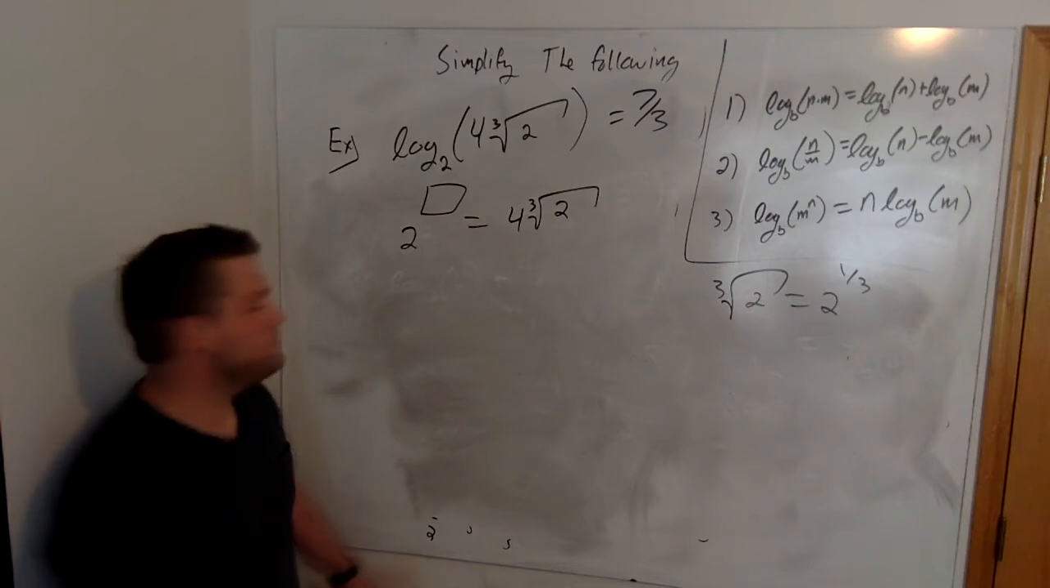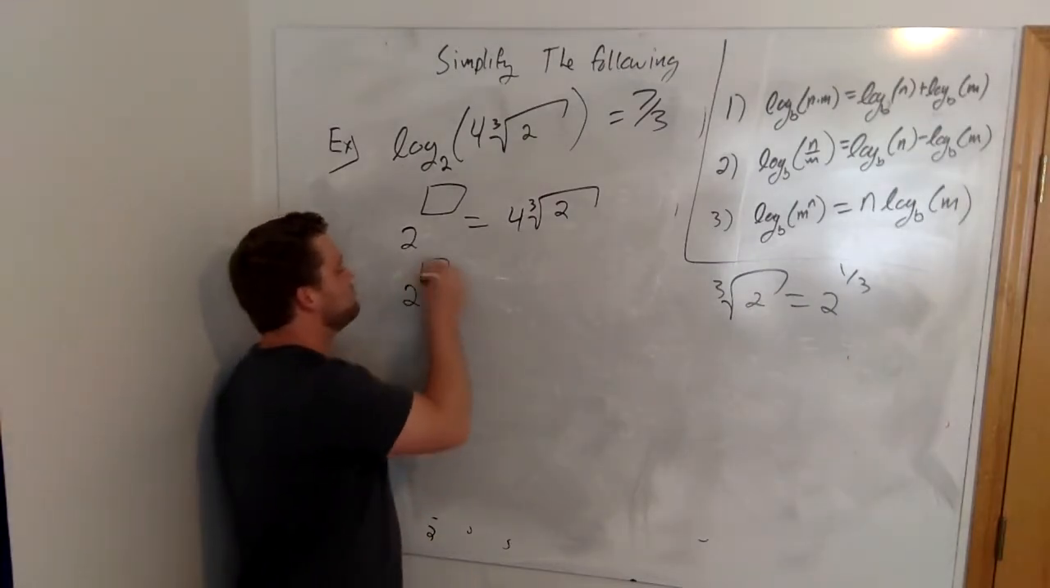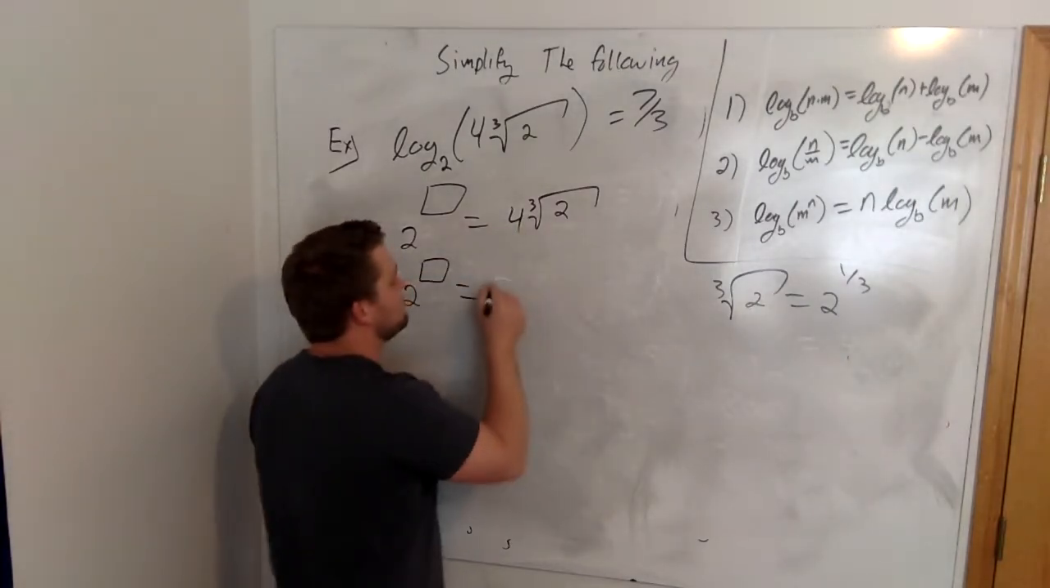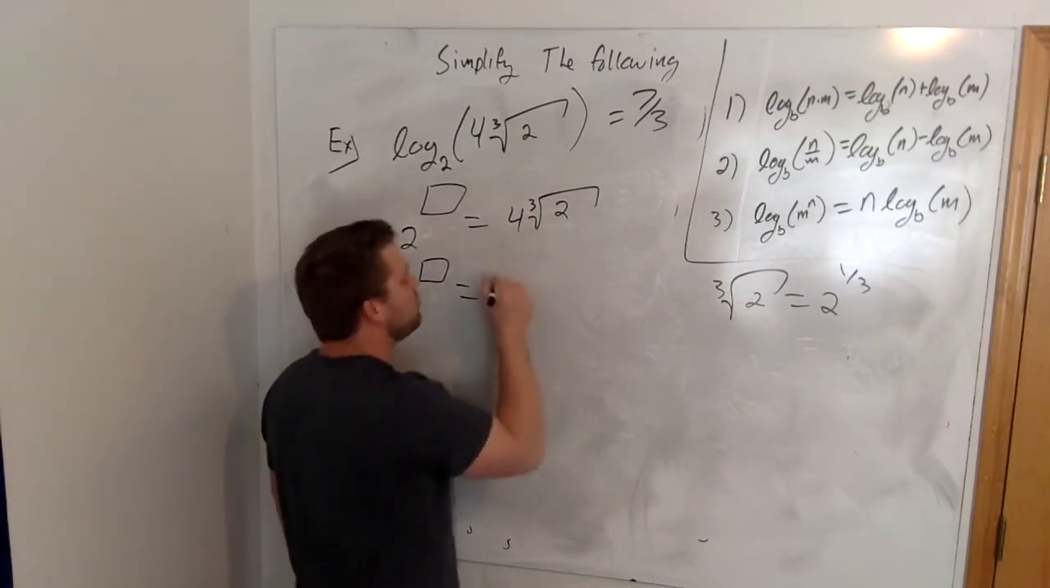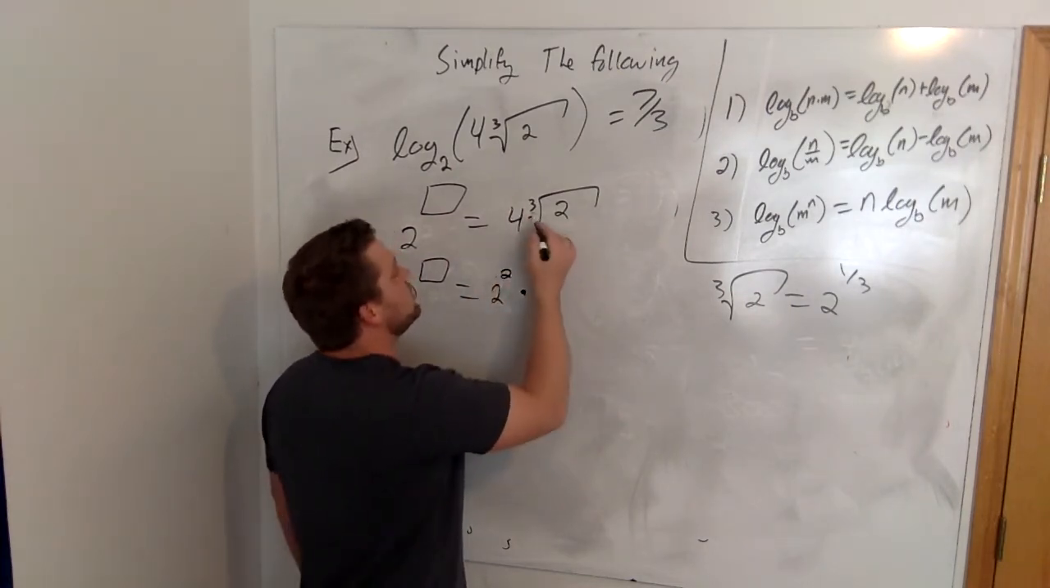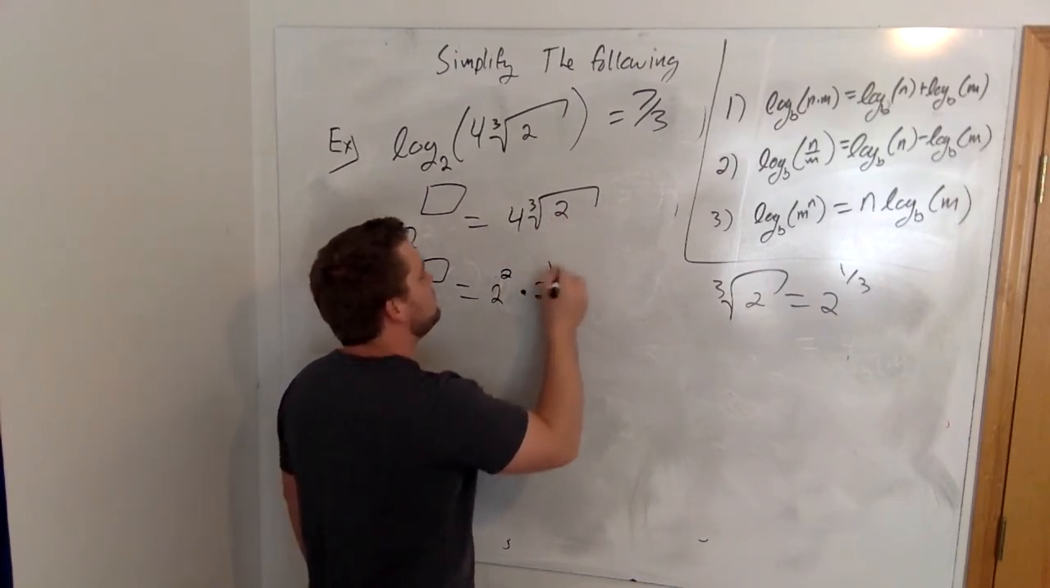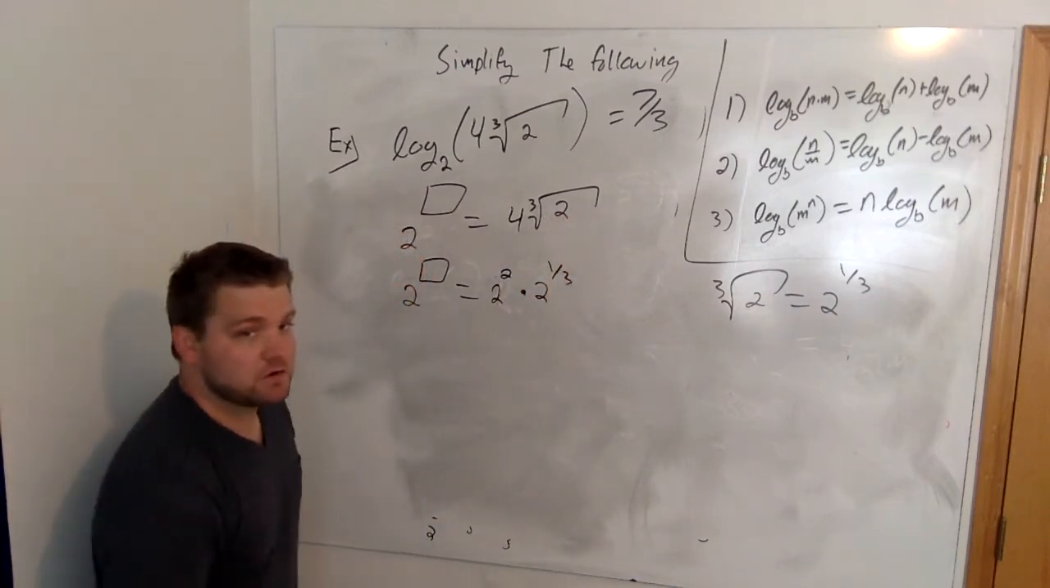Well, let's try to drop the base. What is this? This is 4. How about instead of 4, I write that as 2 squared, times the cube root of 2, which is the same thing as 2 to the 1/3 power.